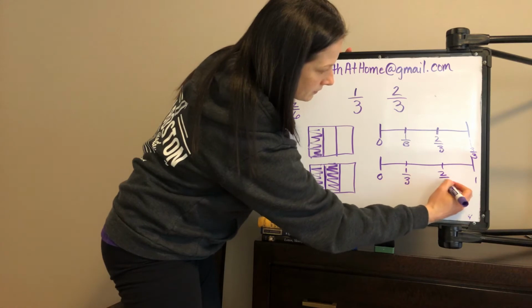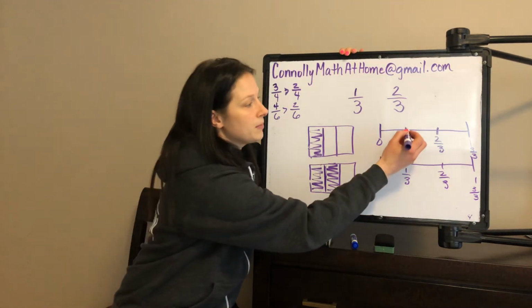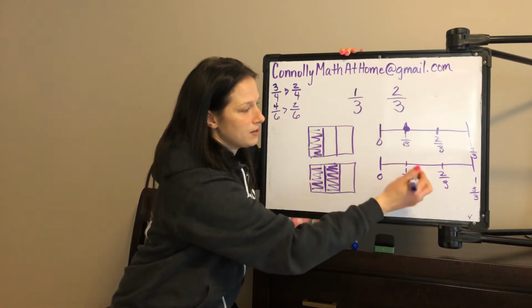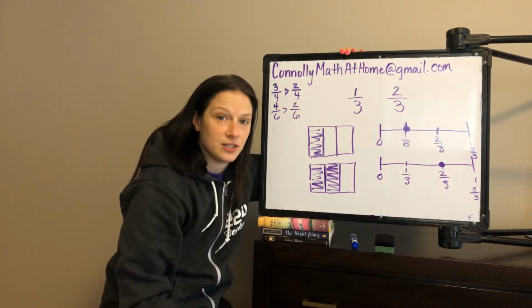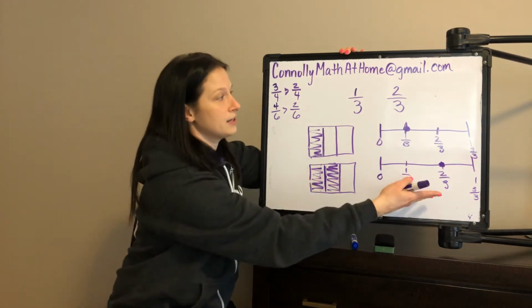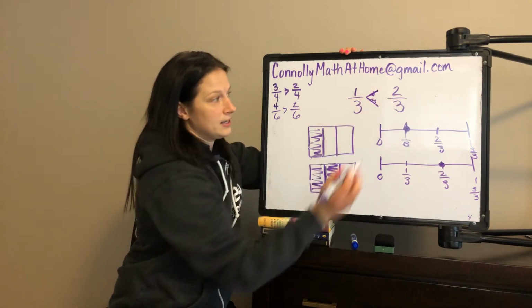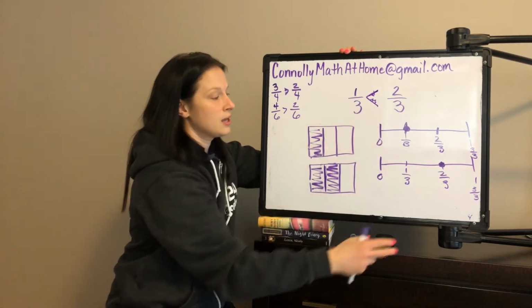If you want to compare on the same number line, that's totally fine. But then we're thinking about 1/3 is here, that's the distance from 0, and 2/3 is here. Which one has a greater distance to 0? We can tell it's 2/3. Okay, so again, alligator eats that way, and this reads 1/3 is less than 2/3.